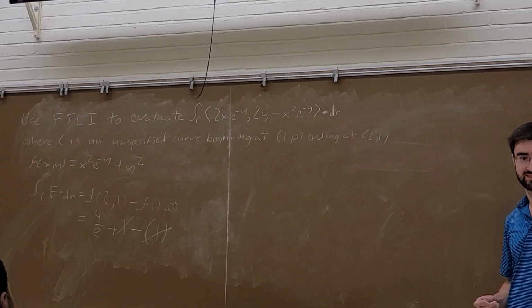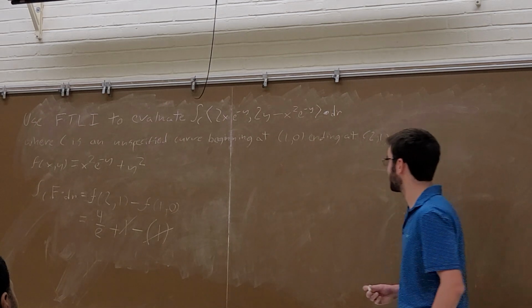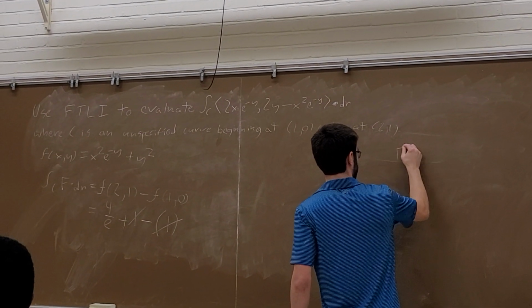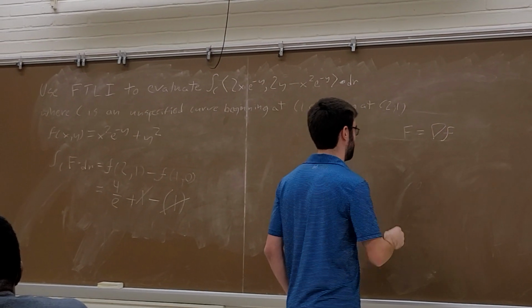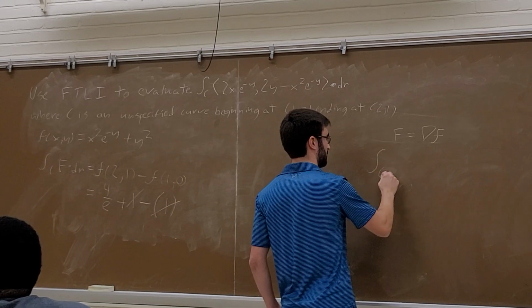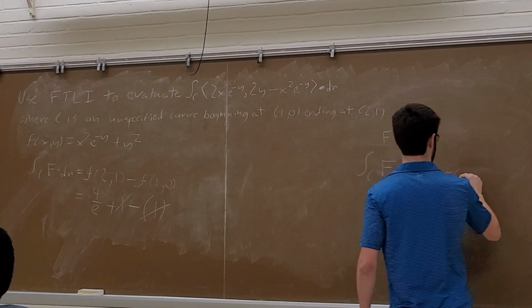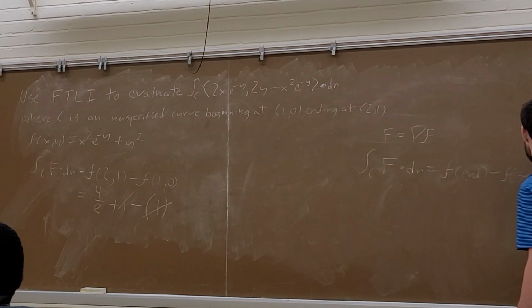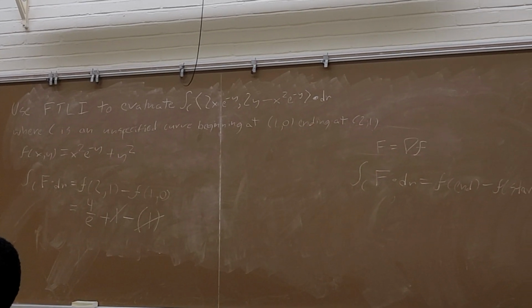Can you define the fundamental theorem of line integrals in words? If you have some F that can be represented as the gradient of a little function f, the integral of F dot dr is equal to f evaluated at the end minus f evaluated at the start, where f is the potential function whose gradient is the vector field.